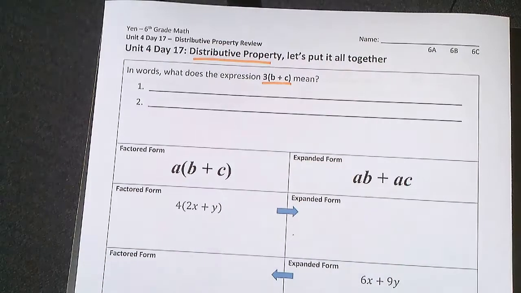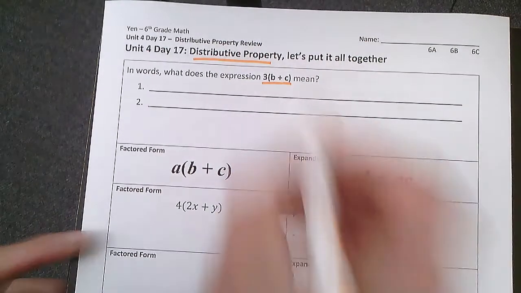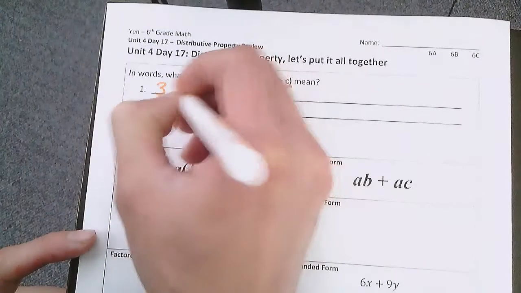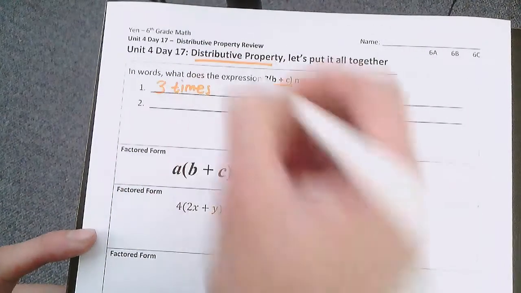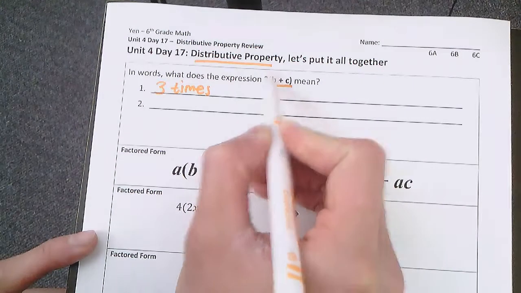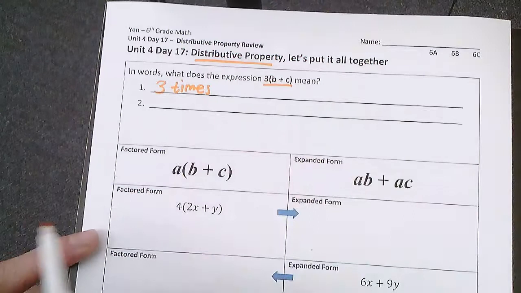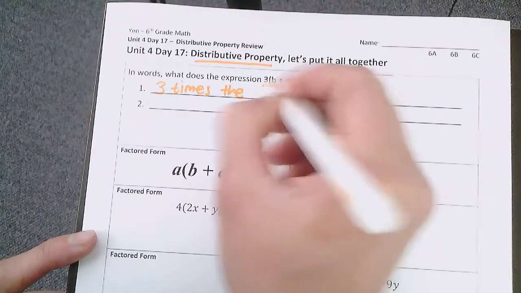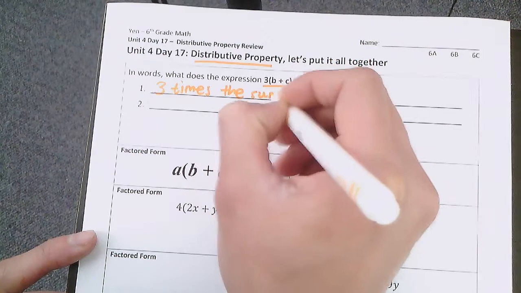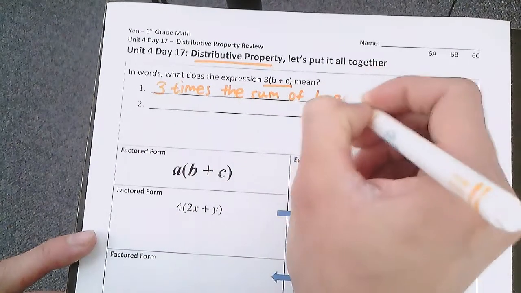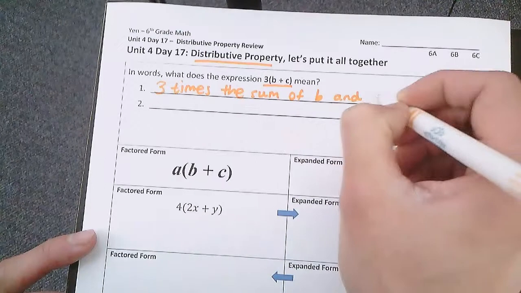What does that mean? Well, one way we can think of this is it's 3 times, because whatever's outside is being multiplied with everything inside. So this is 3 times the sum of, because it's adding on the inside of the parentheses, the sum of b and c. So 3 times the sum of b and c.